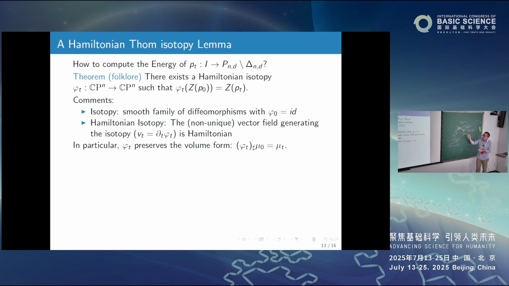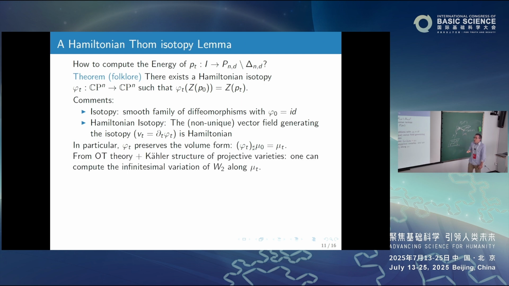The way to compute this metric speed is the fact that if I'm taking a family, a curve, of polynomials not going through these bad points of the discriminant, this deformation is given by a Hamiltonian isotopy. So I have a smooth family of diffeomorphisms mapping my zero set at time 0 to the zero set at time t via a Hamiltonian vector field. And moreover, since it's Hamiltonian, this map preserves the symplectic form, and therefore also the volume measure. So this is exactly the way in which you can track the evolution of this measure. This is the first point.